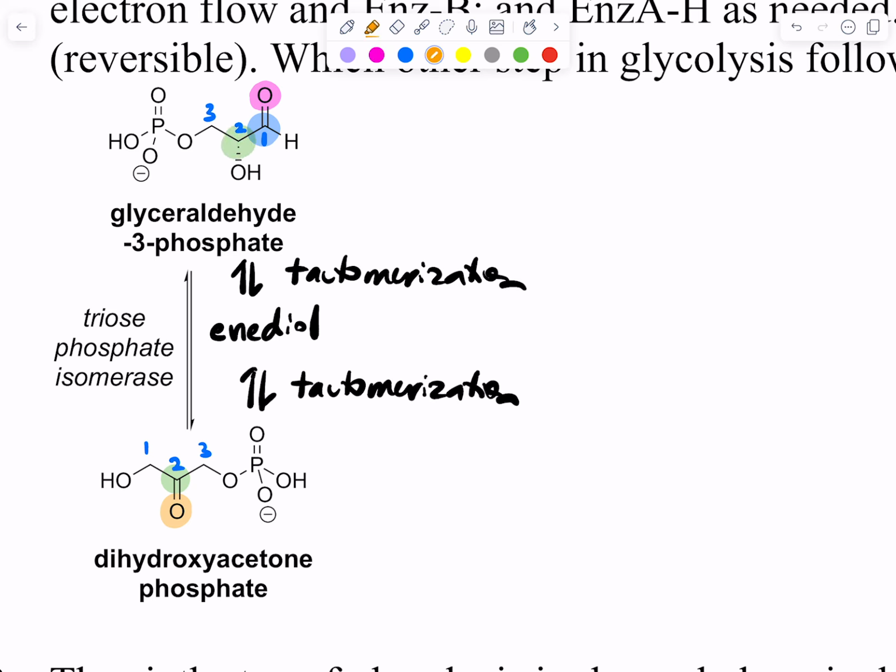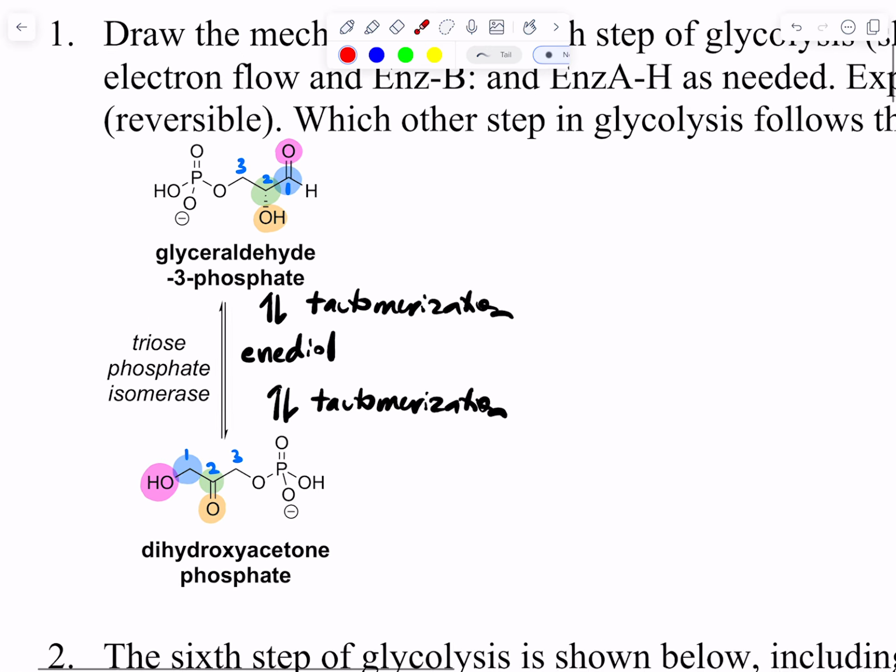So C2 in glyceraldehyde used to be the ketone in dihydroxyacetone phosphate, and the OH in glyceraldehyde 3-phosphate used to be the ketone oxygen. Similarly, this C1 of dihydroxyacetone phosphate becomes the C1 carbonyl in glyceraldehyde 3-phosphate, and same thing with the pink oxygen, this becomes the carbonyl oxygen, okay?